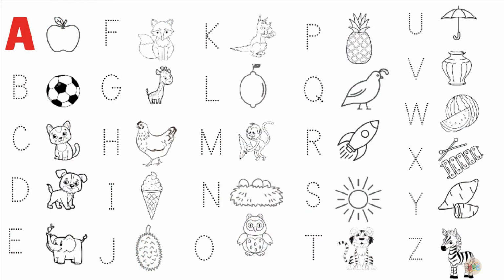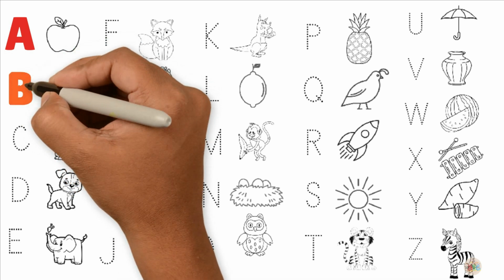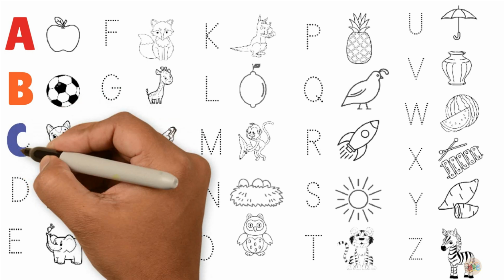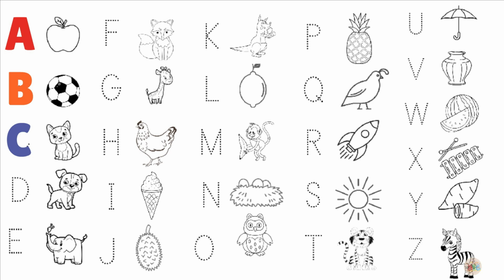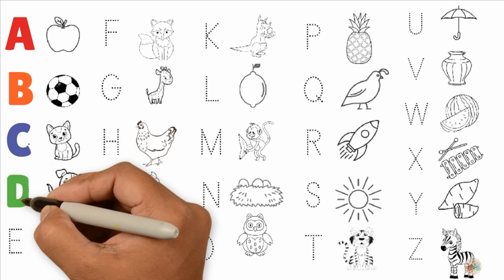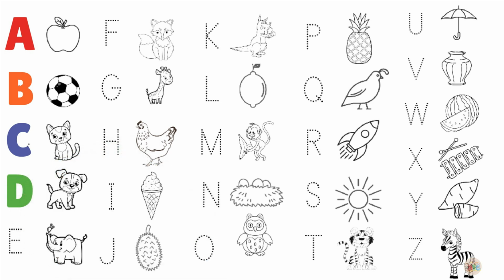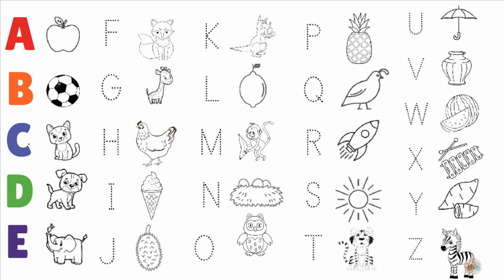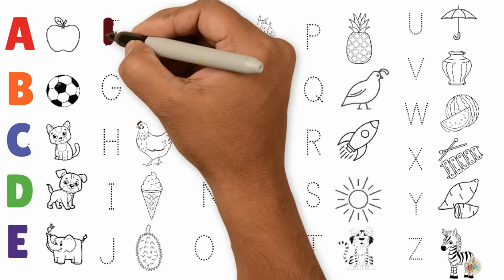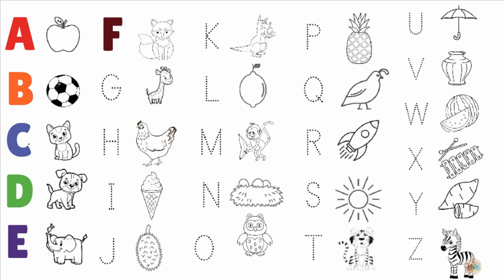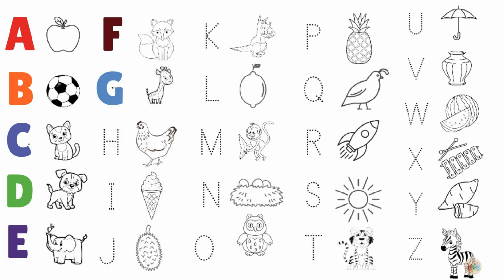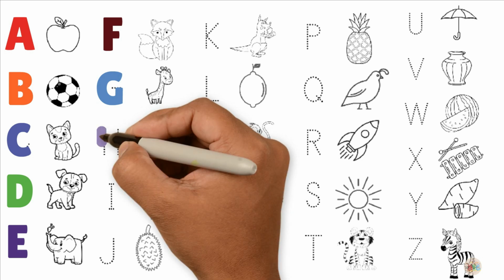Say with me. A. A is for apple. B. B is for ball. C. C is for cat. D. D is for dog. E. E is for elephant. F. F is for fox. G. G is for giraffe.